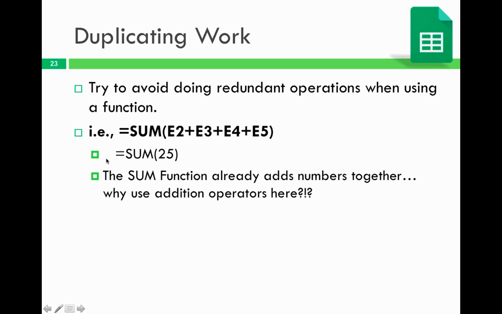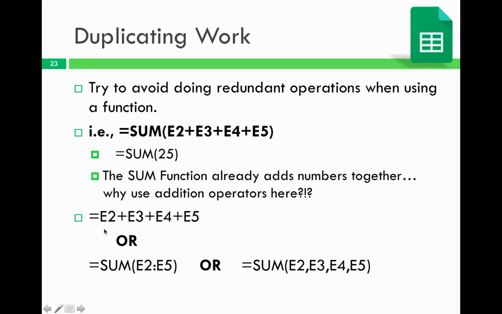So I'm going to suggest that we try to avoid that by doing one of two things. If you wanted to add these numbers together, you could have just skipped the SUM function altogether and just done the math. Just put the equation in here. Or you should have ignored the addition operators here, and you should have just let the SUM function do its work: equals SUM E2 colon E5. Or if you felt the need to lay them out individually, you should have done it with commas, not with a plus sign, again, with the addition operator.